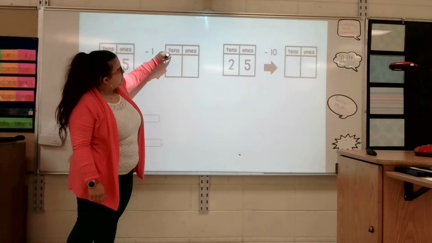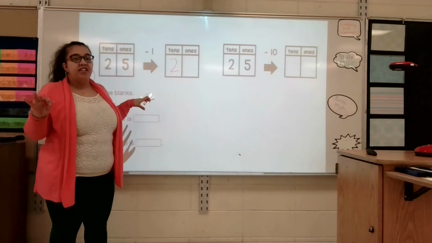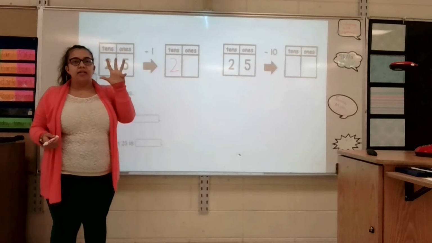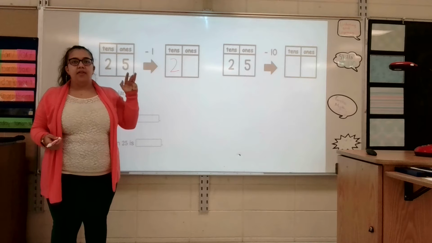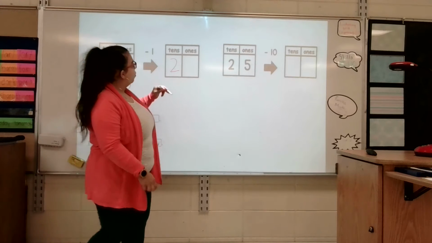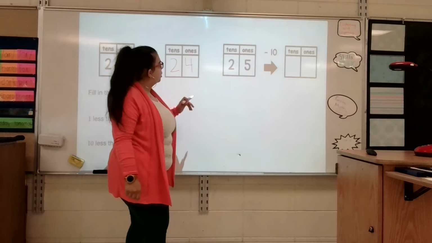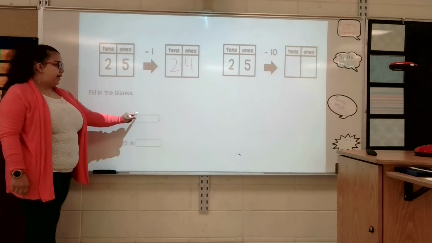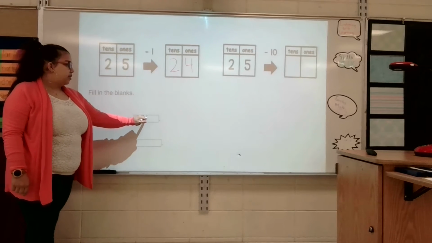So my 2 10s are untouched. I did nothing to them. I'm taking away 1. So from 5 ones, I'm taking away 1, leaving me with 4 ones. So the answer to the first question, filling in this blank, 1 less than 25 is 24.